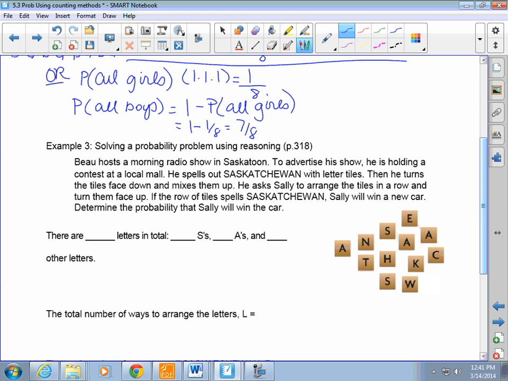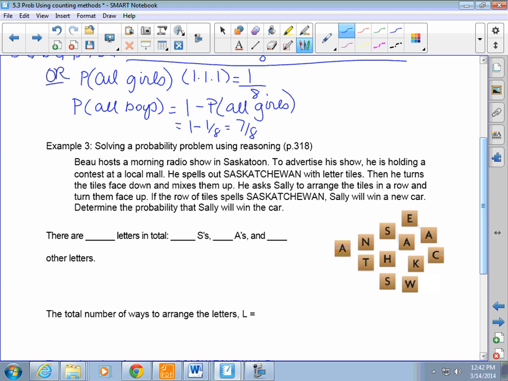So it says, Bo hosts a morning radio show in Saskatoon. To advertise the show, he is holding a concert at a local mall. He spells out Saskatchewan with letter tiles. Then he turns the tiles face down and mixes them up. He asks Sally to arrange the tiles in a row and turn them face up. If the row of tiles spells Saskatchewan, Sally will win a new car. Determine the probability that Sally will win the new car.